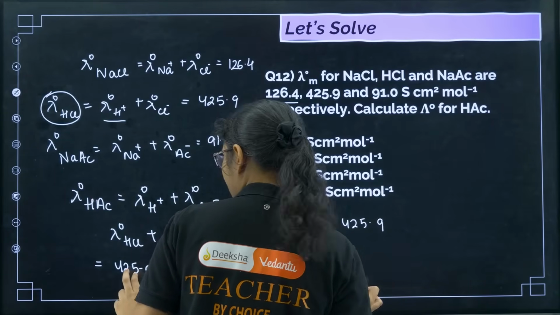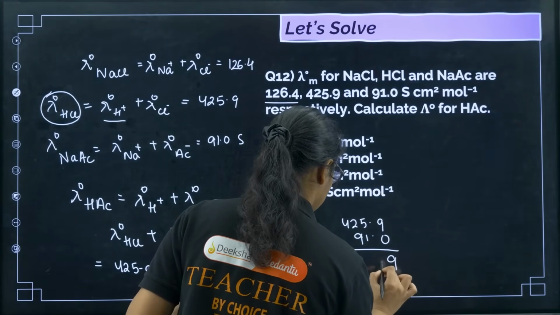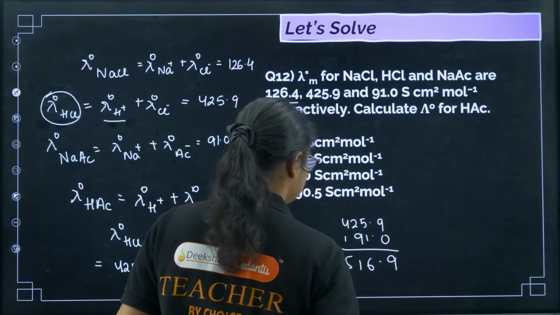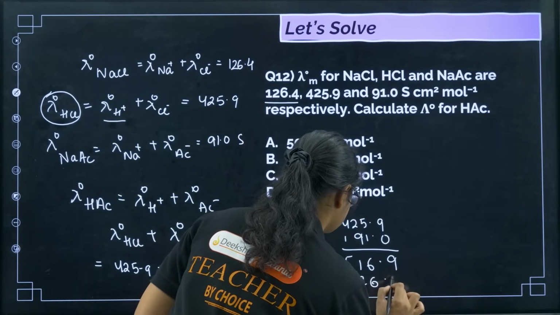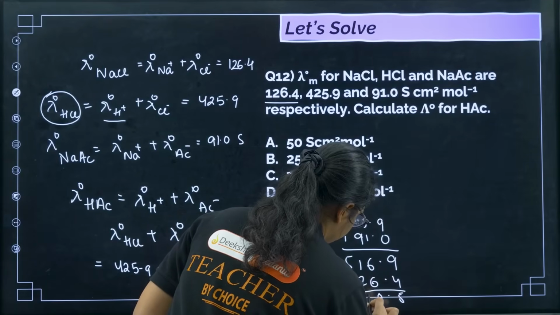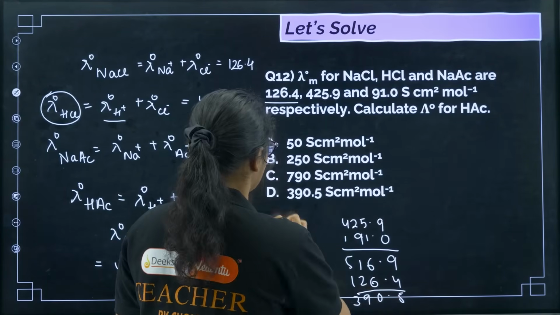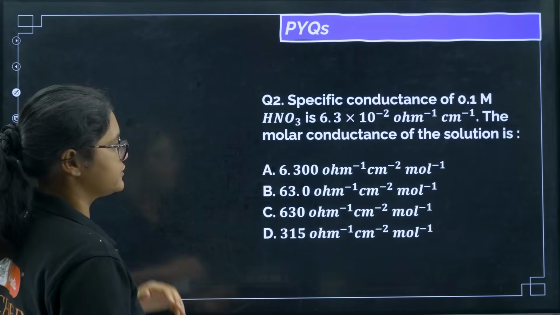425.9 plus 91.0, that will give me 516, right? Now 516 minus 126.4, so this will give me 390.5. That is my option number D here. That is the application of Kohlrausch's law.